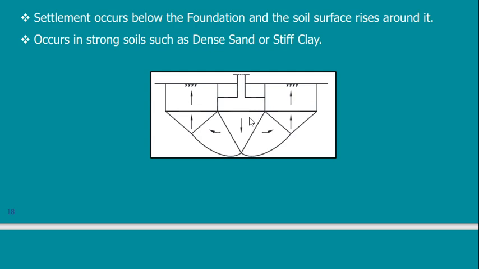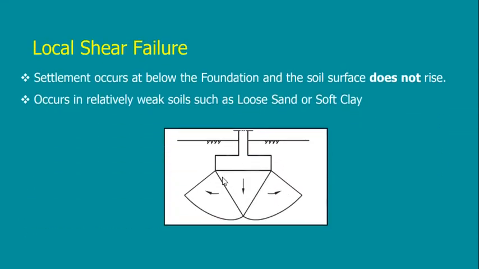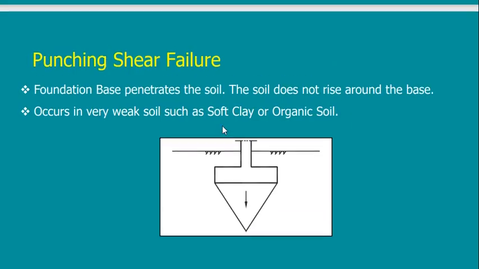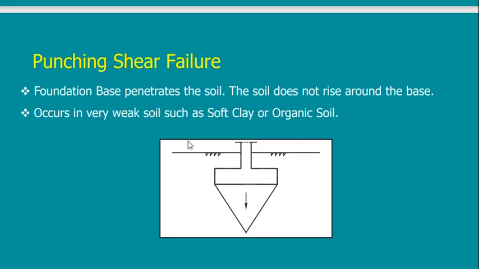It's not compressed by the load. But here, the load just passed from one place to the other and it stopped, so we call this local shear. And if the soil is very weak, this is the punching shear.